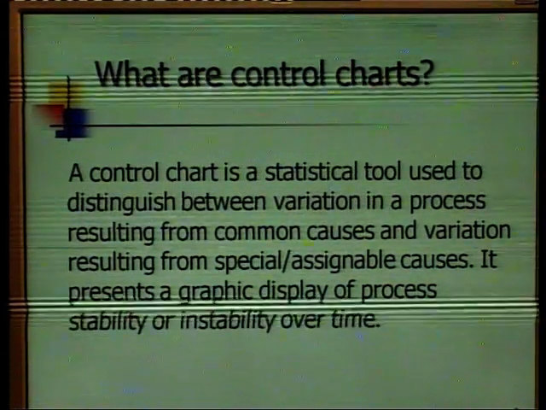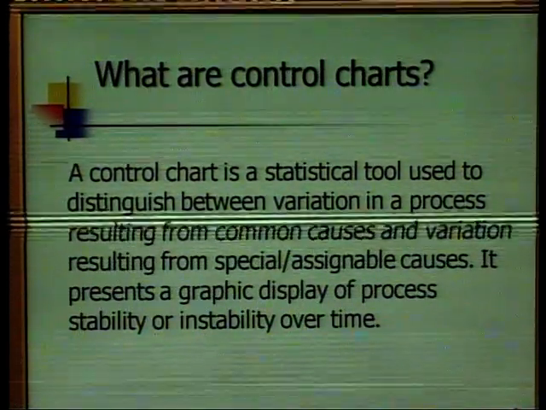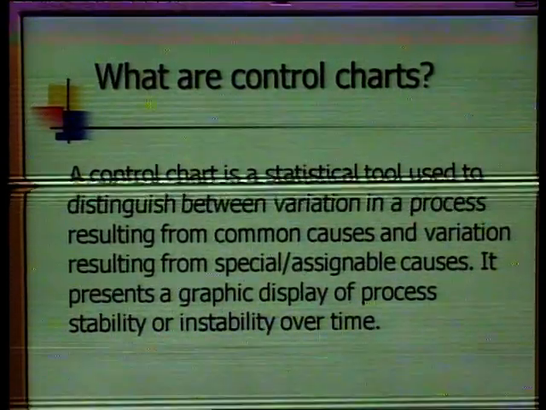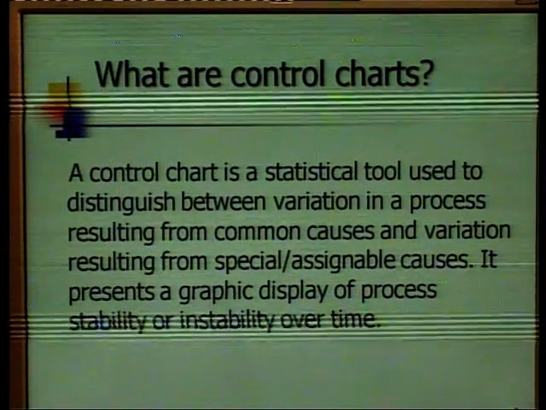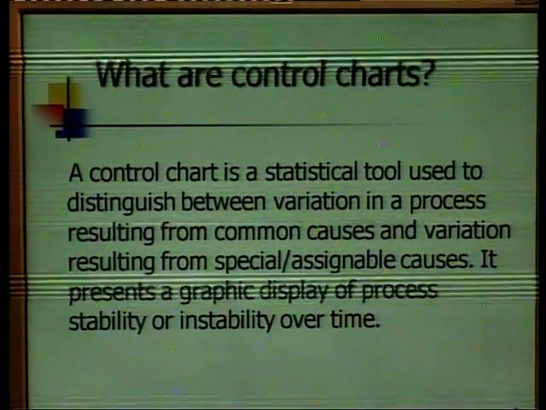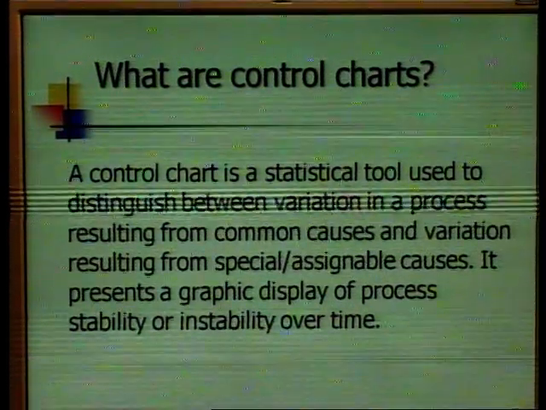But if points go beyond the limits, that is if the point is outside the upper control limit or below the lower control limit, it means that there is some assignable cause which has resulted in the instability of the process.